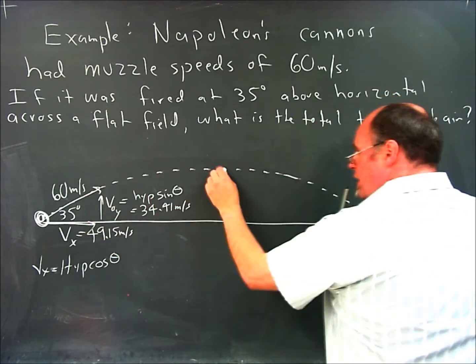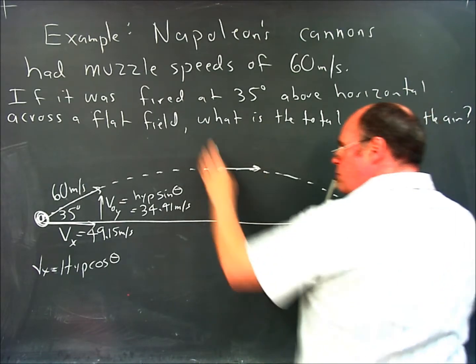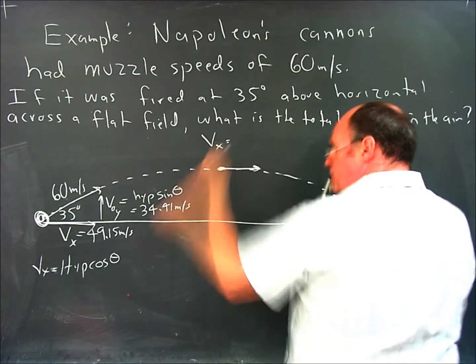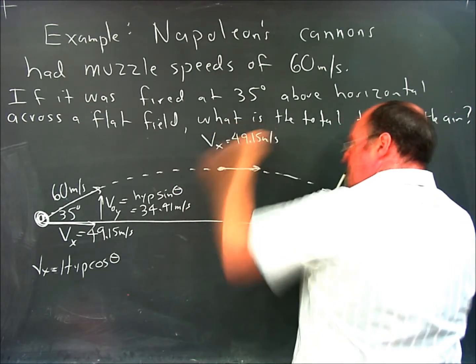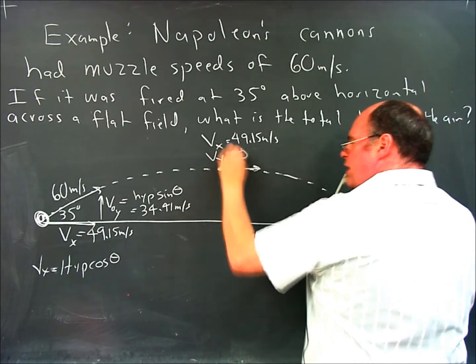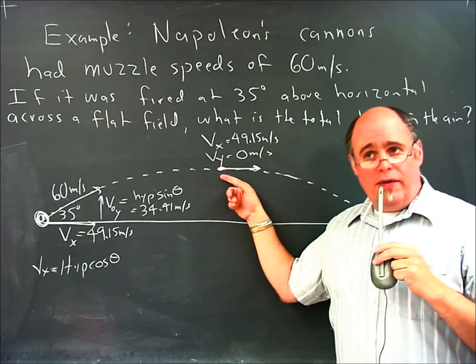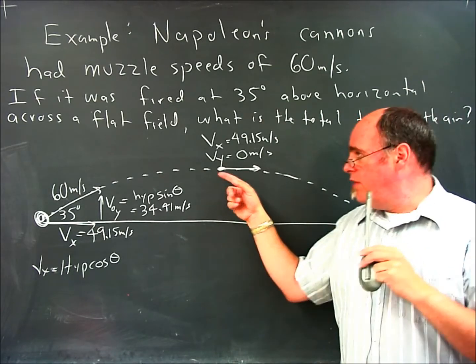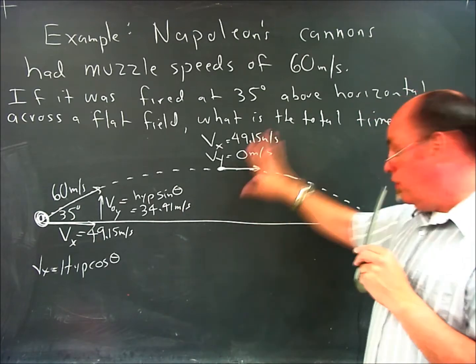When it gets up here to its maximum height, it's only moving horizontally. So when it gets up here, it'll have a velocity in the x direction of the same 49.15. And in the y direction, it'll be going at 0. Because when it gets to its maximum height, it stops going up, and it hasn't yet started to go down. So its speed at its maximum height is 0, in the y direction only, not the whole thing.